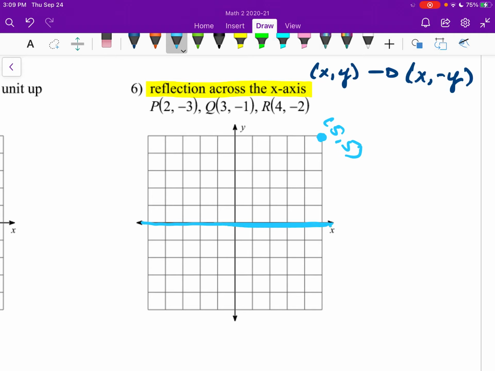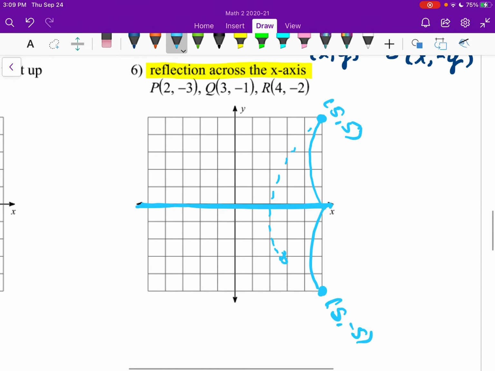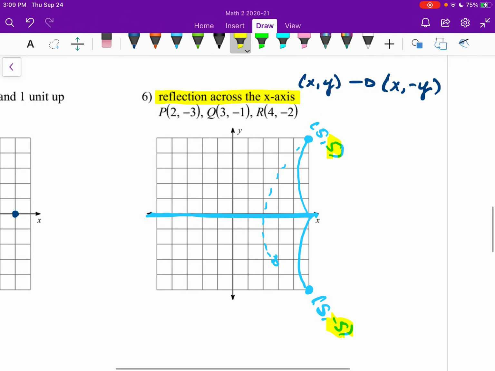This right here is the x-axis. And if I were to reflect over the x-axis, I would take this here, and I would rotate it down, and it ends up being down here at 5, -5. So we can kind of see the thing that changes is the y. It changes from positive to negative. For this one, let's go ahead and just graph all 3 of these points, and then we can flip them over the axis.